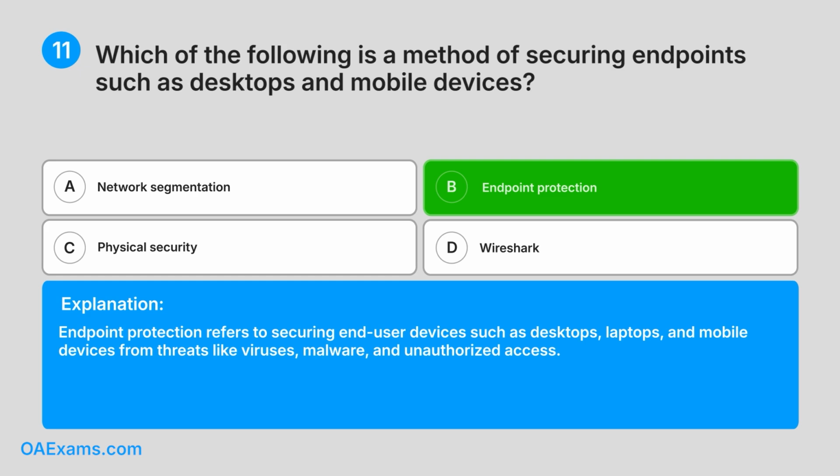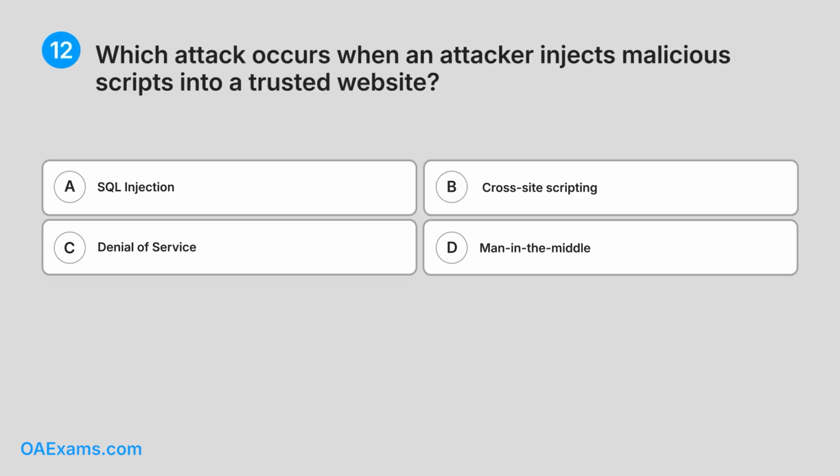and unauthorized access. 12. Which attack occurs when an attacker injects malicious scripts into a trusted website? A. SQL injection. B. Cross-site scripting. C. Denial of service. D. Man in the middle. What do you think is the answer?